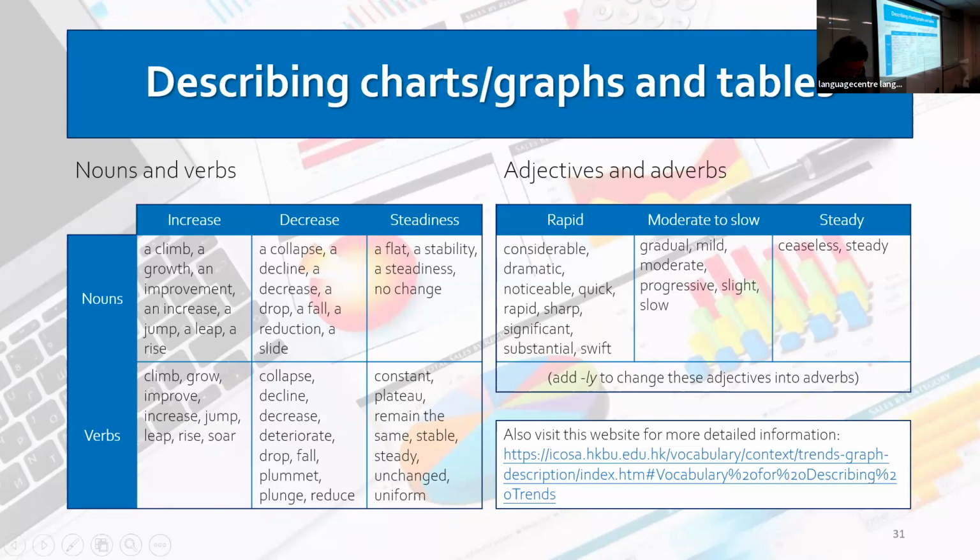You can also visit this website for more detailed information about some of the words here. This website actually gives you more detail about some of the words, like what I have mentioned, and the difference between increase as a verb and increase as a noun, with one serving as a verb and the other as a noun.